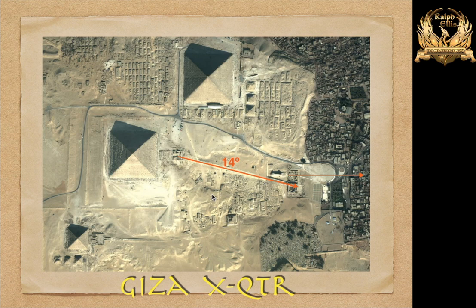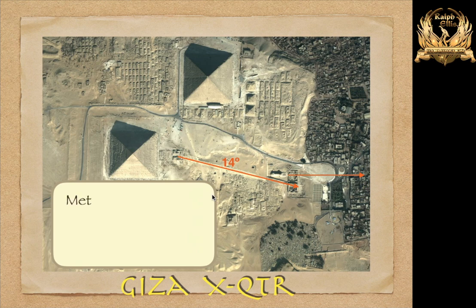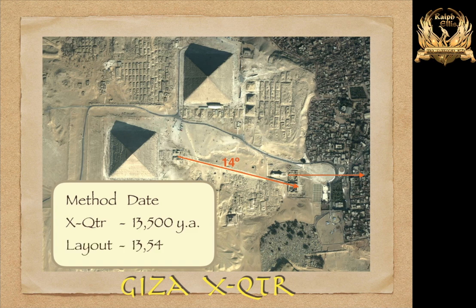And of course that will change the date. And so we get two sets of dates now. We get this date, which is the cross quarter date, which is 13,500 years ago. And of course, from the layout we did of Giza and Dashur, we got 13,500 years ago. So we have a confirmation from two different methods of looking at precession within the Giza plateau. We get the same date.